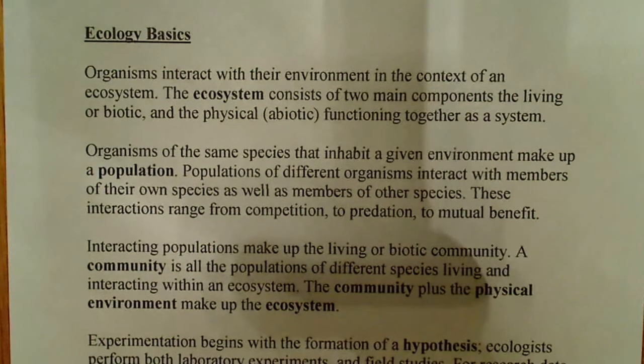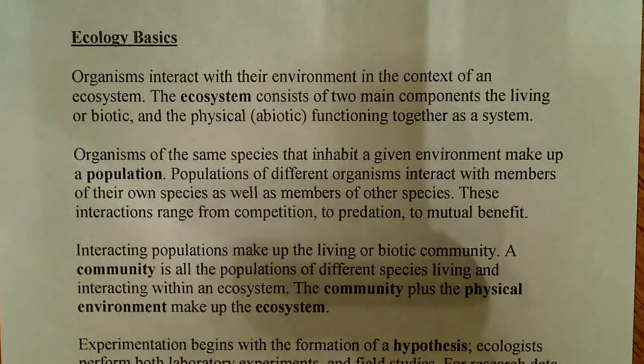This is the basic information, and that's why I called it ecology basics, for anybody to understand some basic definitions and some basic concepts that help you get in tune with what's going on here. So, organisms interact with their environment in the context of an ecosystem. The ecosystem consists of two main components: the living, or what they call the biotic, and the physical, or the abiotic. So the physical being the abiotic environment, functioning together as a system. The ecosystem consists of both of those parts, and they function together as a system.